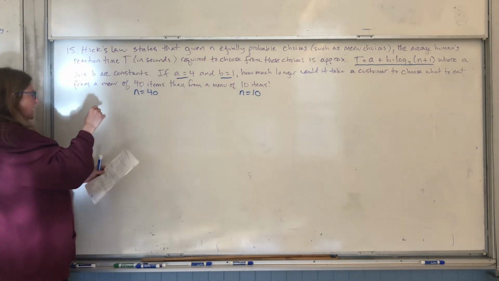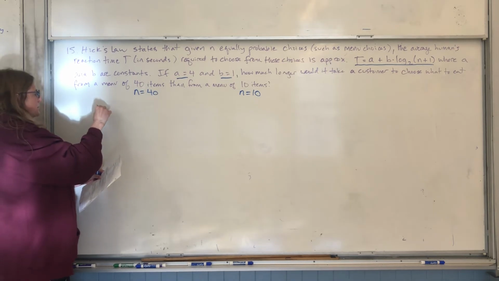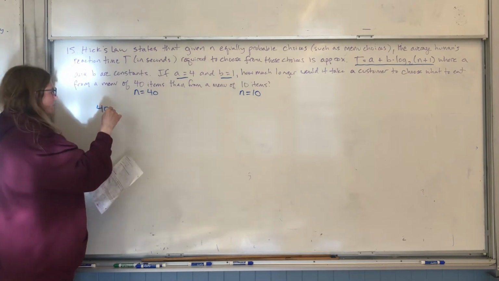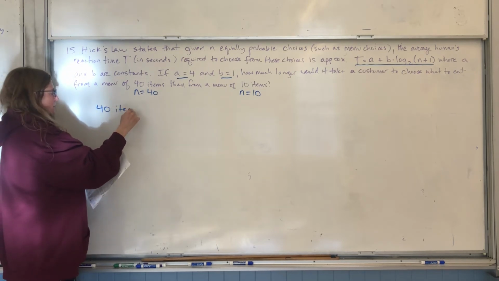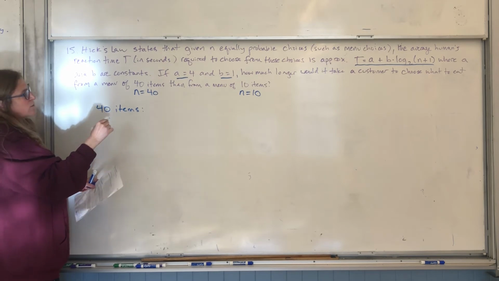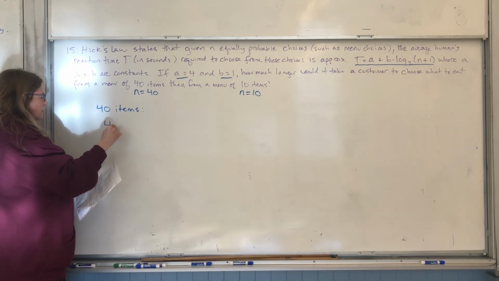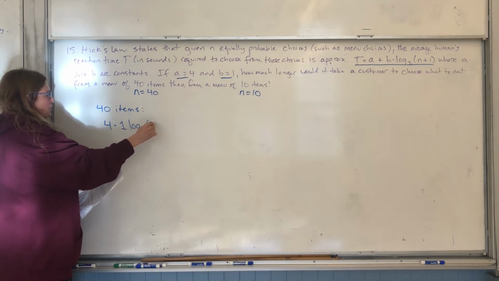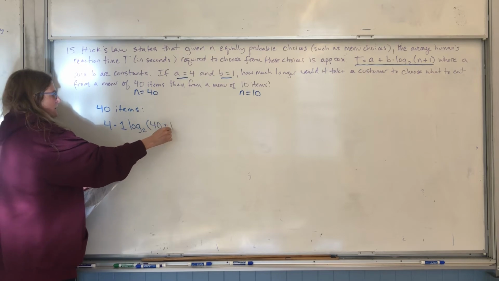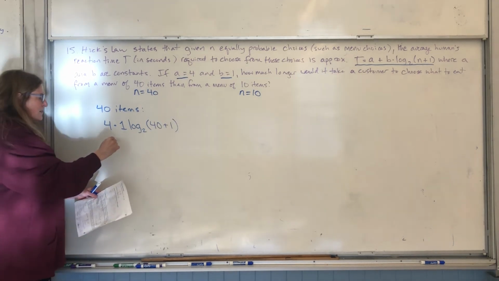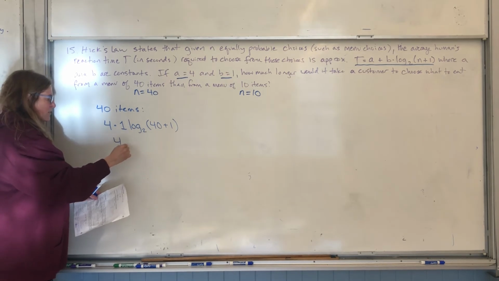So let's do 40 items. They told us that A is 4, so I'm just going to put in A is 4, B is 1, and then N is 40. The 1 doesn't really make any difference here because it's just times 1.